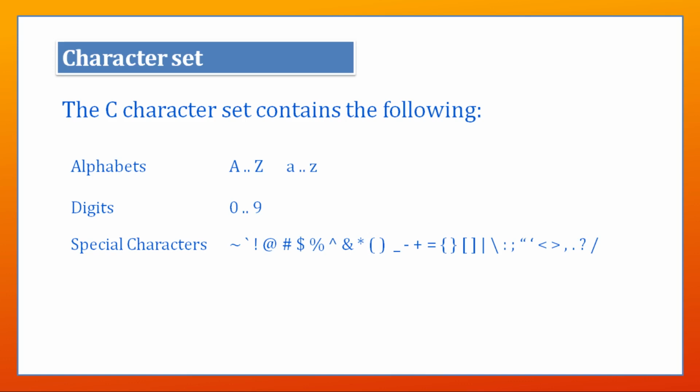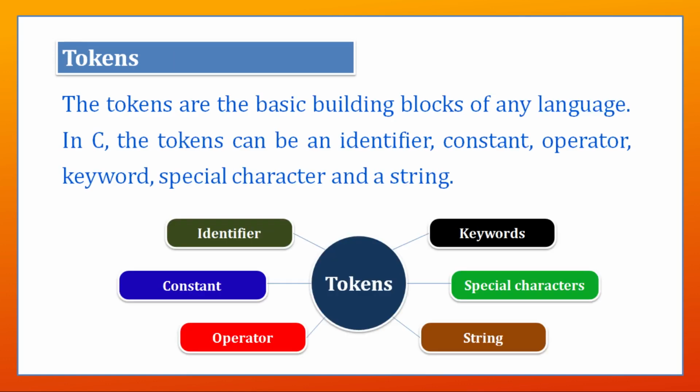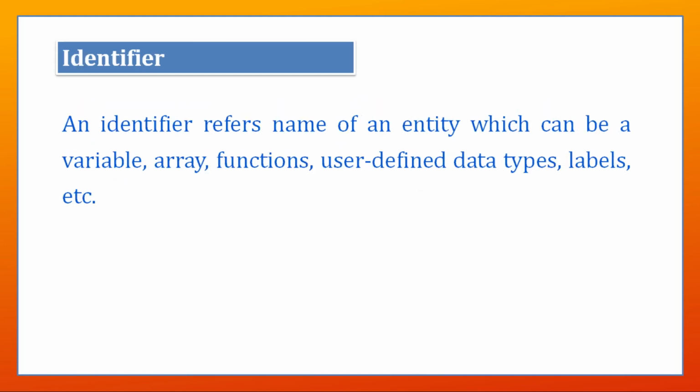Character set. The C character set contains alphabets, digits, and special characters. Tokens. The tokens are the basic building blocks of any language. The tokens can be an identifier, constant, operator, keyword, special character, and a string. Identifiers. An identifier refers to the name of an entity which can be a variable, array, functions, user-defined data types, labels, etc.